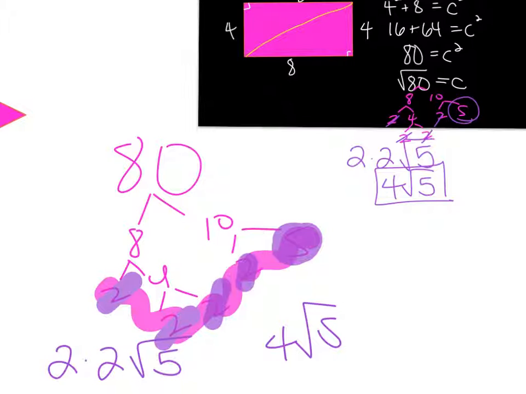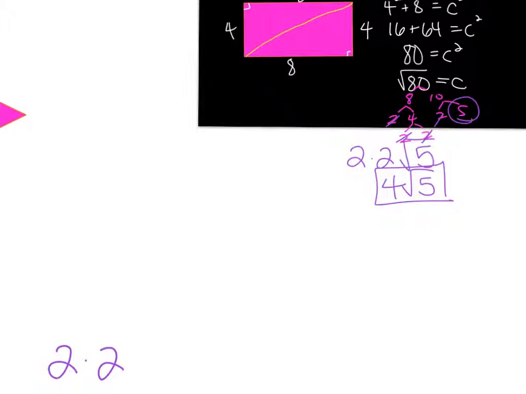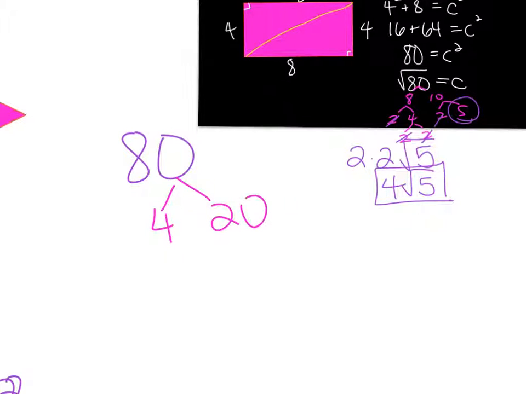Let's say instead of doing 8 and 10, we broke it down into something else. So what other two numbers multiplied together give you 80? 4 and 20. And 4 would be 2 and 2. And 20 could be 2 and 10, or it could be 4 and 5, right? Doesn't matter. I keep going until I can't go any further. That's how I know I've gotten it to the product of primes. These are all prime numbers.